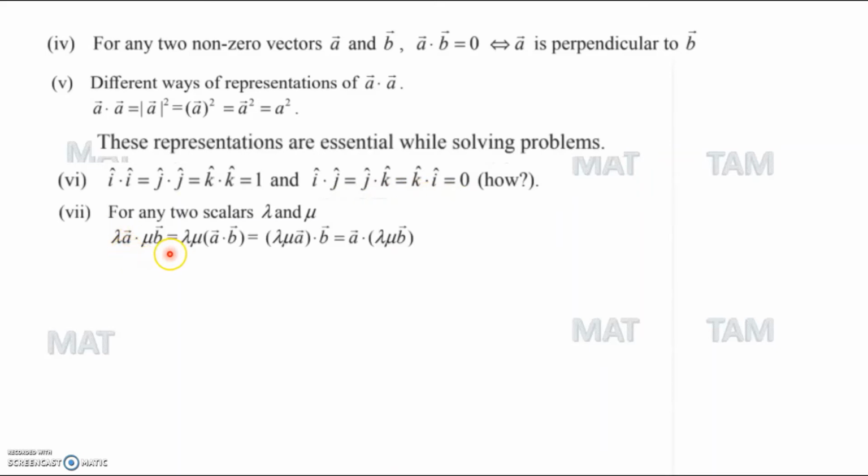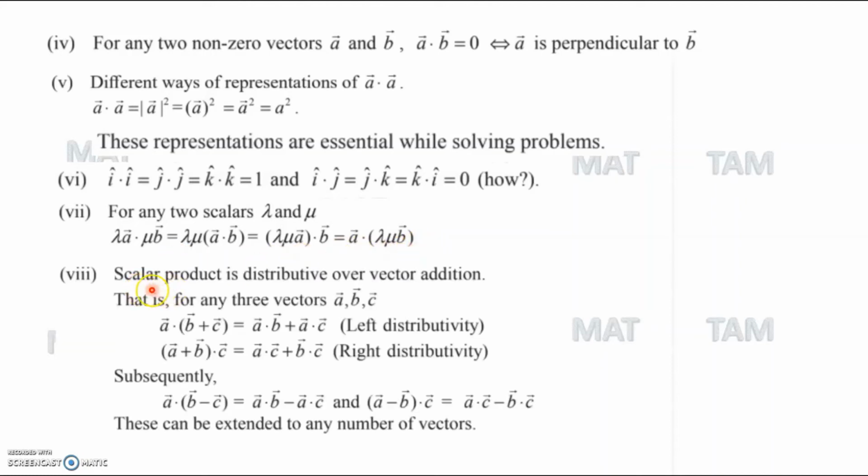If vectors a and b are multiplied using two scalars lambda and mu, then you can express them as lambda a dot product with mu b, or you can put within brackets lambda a vector dot product with mu b, or it can also be expressed as vector a dot product with lambda mu b vector within brackets. All these are possible. Next, the scalar product is distributive over vector addition.